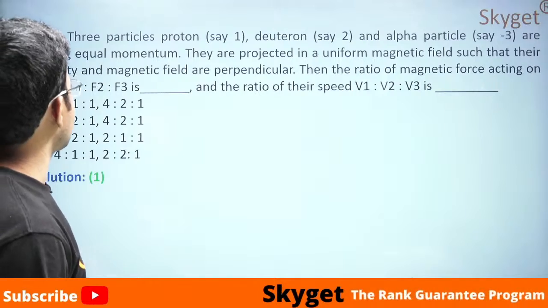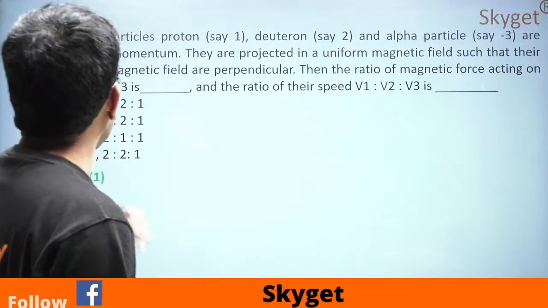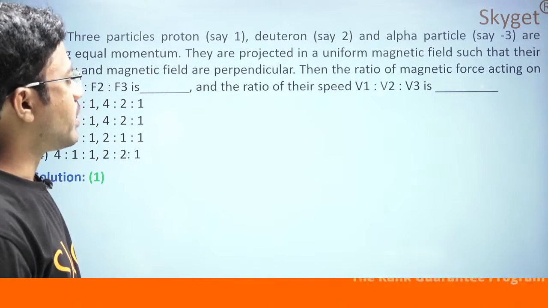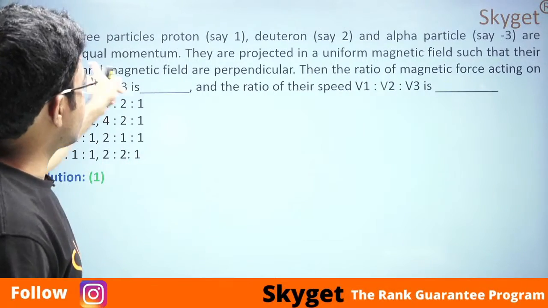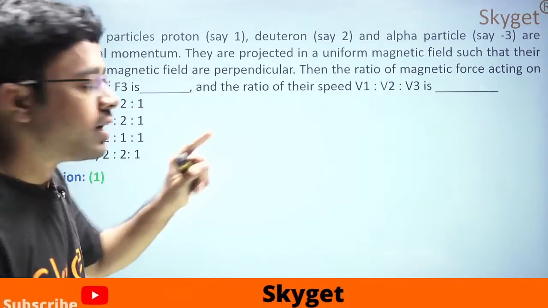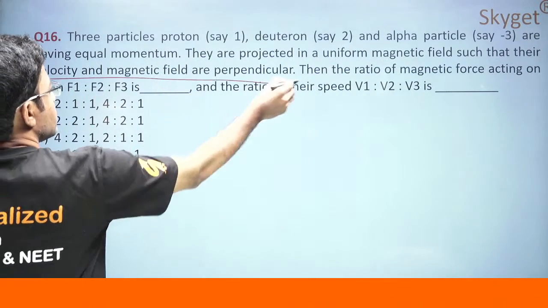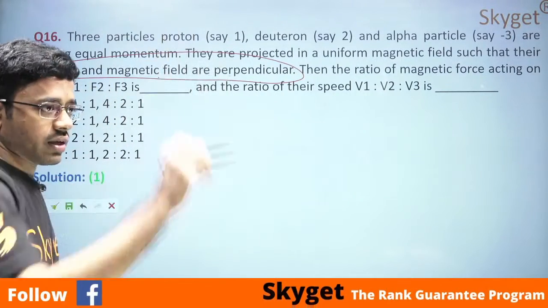Next, in the 16th problem, he has given 3 particles, proton, deuteron and alpha particle, having equal momentums, and they are projected into a uniform magnetic field, such that their velocity and magnetic field are perpendicular. This is the key term you have to consider in this problem. He has given the velocity and magnetic field are perpendicular.